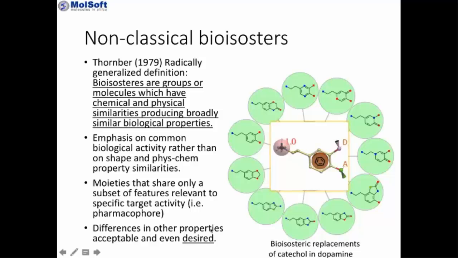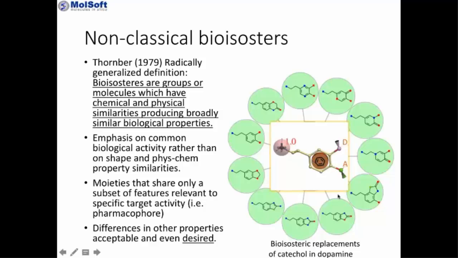Let's say, if you look at these replacements for the dopamine catechol, there's all sorts of possibilities that people explore, and they're all active against one or another type of dopamine receptors. Even though other atoms are added, the shape of the molecule is not necessarily the same as the progenitor, but they do share a certain pharmacophore, the combination of the aromatic system with some donors and acceptors.